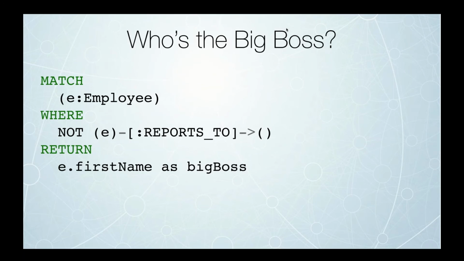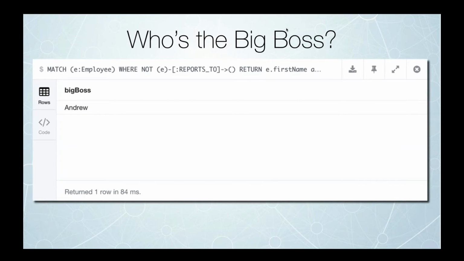So let's find out who is the big boss here. So let's find an employee that does not have an outgoing reports to relationship. So remember that relationships here are directed. So we're saying match on an employee where we do not have this pattern and return his first name as the big boss. And if we remember the results from our previous query, we see that Andrew is the big boss because he does not report to anyone.